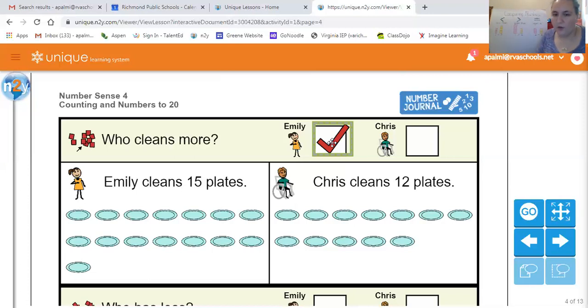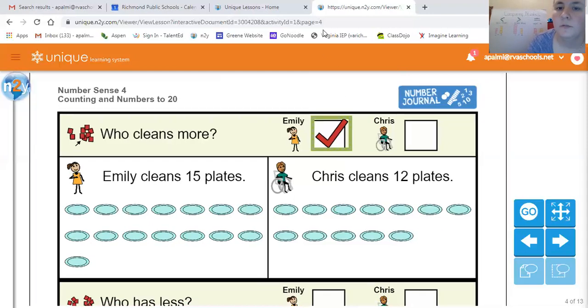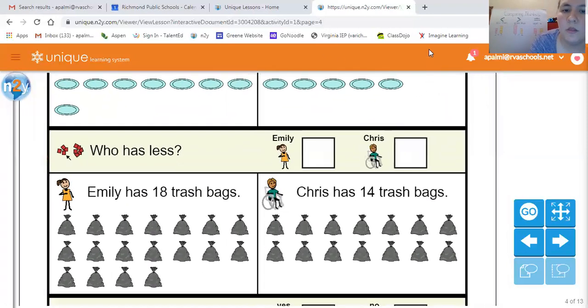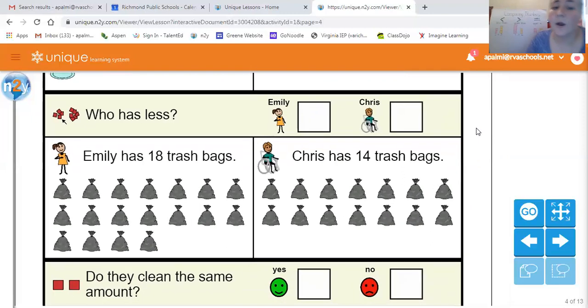Let me reset myself so we can do the next one. Who has less? Our last question was asking who had more trash bags. This question is asking who has less. Less is just a fancy word for smaller amount. Who had the smaller number, okay?